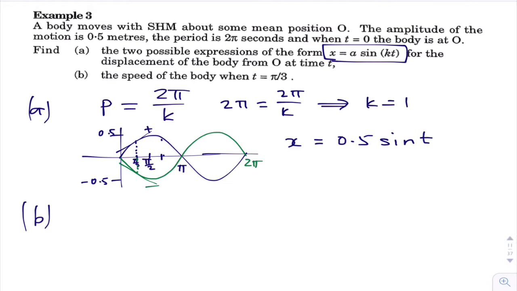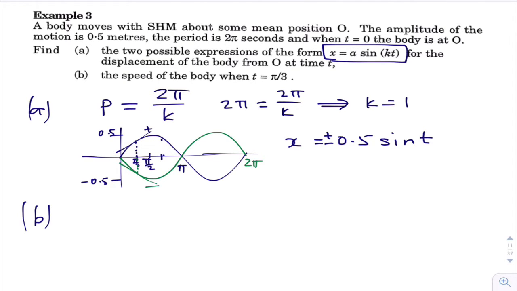So it's 0.5 sine t. Now we're not told if we're going up and away or going backwards. That's why we could have plus or minus here. So there's the two possible answers: 0.5 sine t, which you can see in the blue graph, or negative 0.5 sine t, which is the green graph there. In both cases the amplitude is 0.5, the period is 2 pi. So either one of those will work.